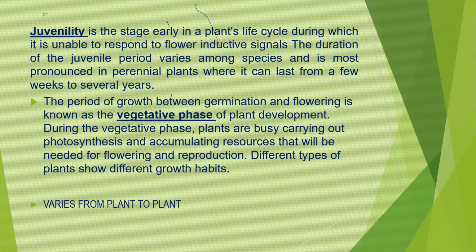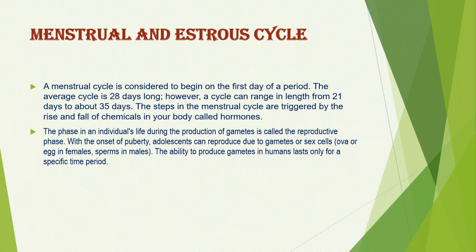In animals also there is a reproductive phase. The life of a female starts with the sexual life. The sexual phase starts with the menstrual cycle after puberty, and this menstrual cycle prepares the female for the reproductive phase. In goats, sheep, cows, there is an estrous cycle, whereas in primates, human beings, monkeys, there is a menstrual cycle.